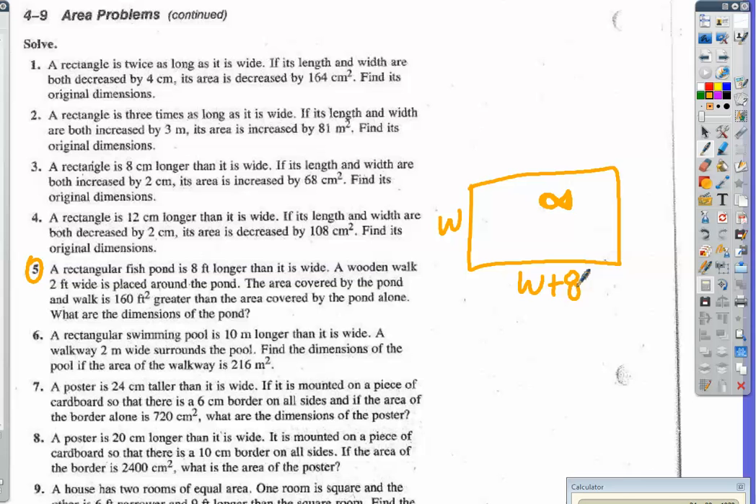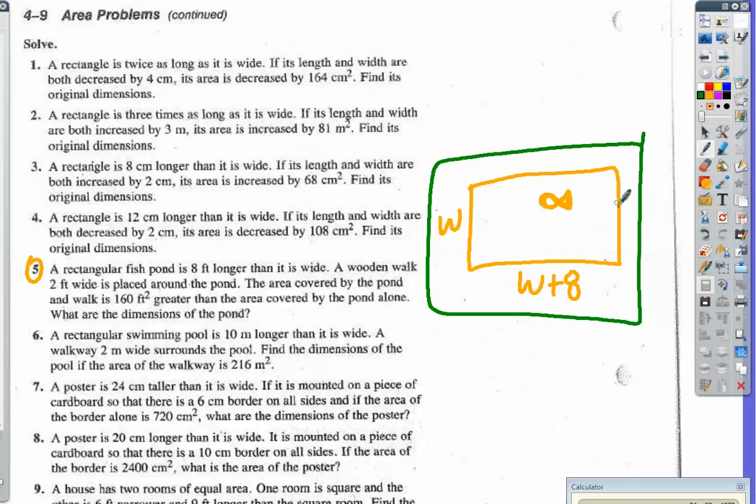And then it says a wooden walk 2 feet wide is placed around the pond. So that means this is 2 feet, this is 2 feet, and I can do that all the way around. So now this whole width here is going to be w plus 2 plus 2, which is w plus 4, because I have my walkway. Which means this length is now w plus 8 plus 4, which is w plus 12.